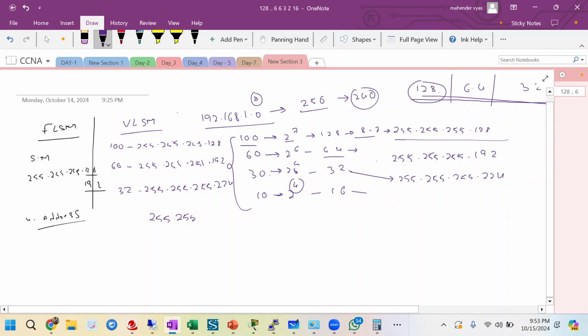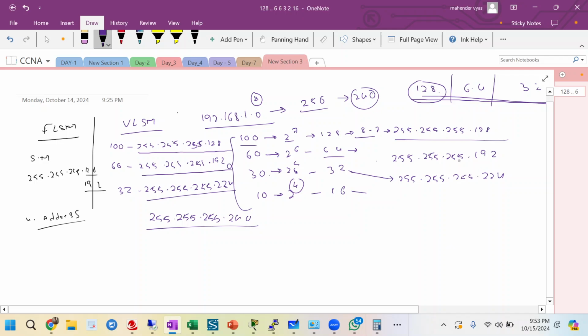255.255.255.240. 24 plus 16, it would be 240. So if you see in VLSM, all the network bits, all the subnet masks are different now, right? We call it variable length subnet mask. Each requirement is different, so we are doing it in different ways. The subnet mask calculation way is similar.